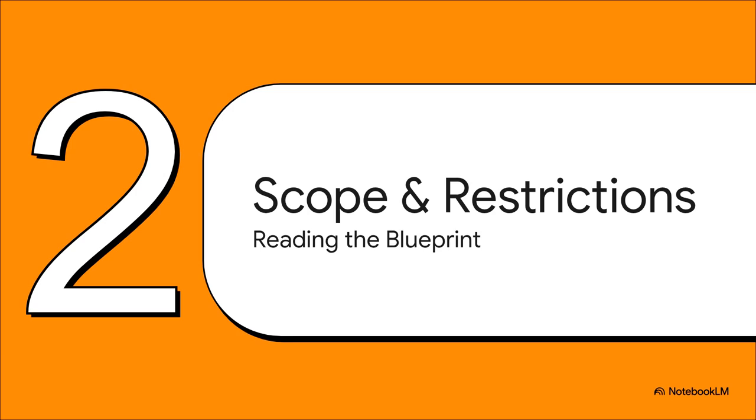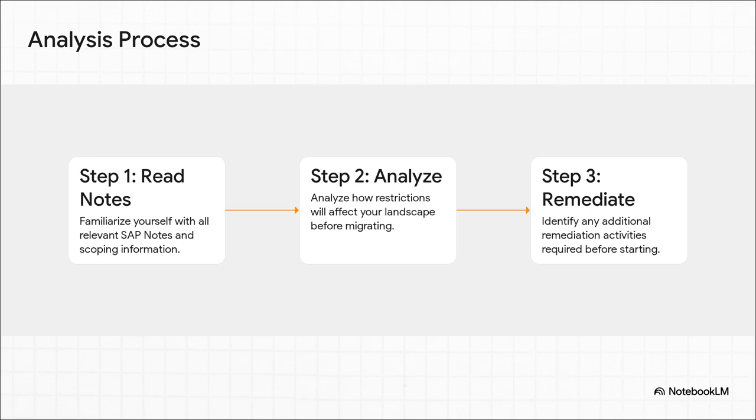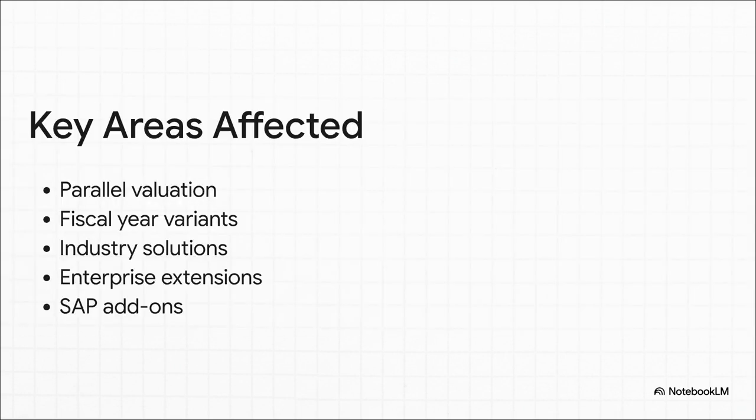Okay, moving on to Section 2, Scope and Critical Restrictions. So we've got our safety net in place with the backup. Now it's time to really read the fine print on the blueprint. The whole process here follows a pretty simple logic, right? First, you've got to read the official SAP notes to really understand the rules of the game. Then, you analyze how those rules, and especially the restrictions, are going to apply to your specific system landscape. And finally, you build a plan to fix any gaps you find. Simple as that.